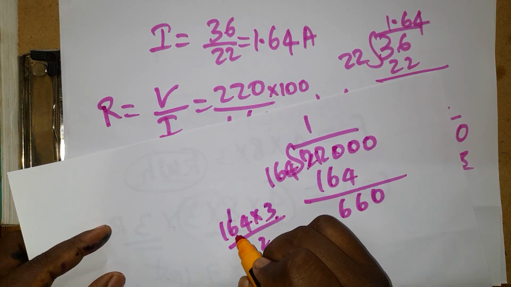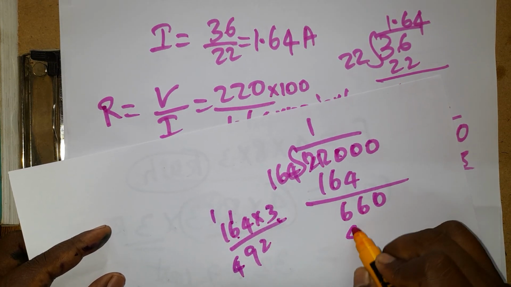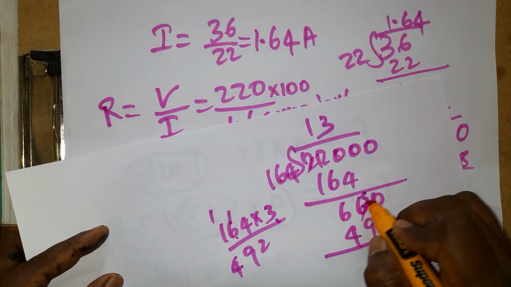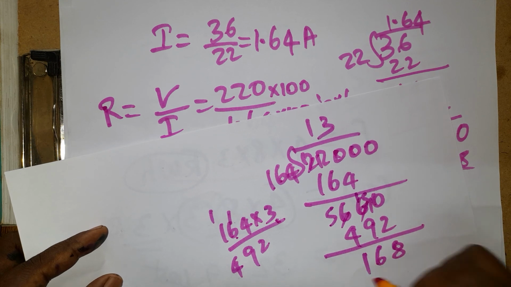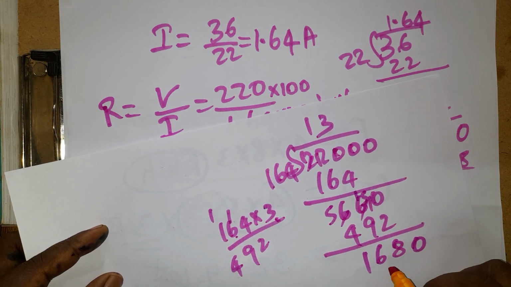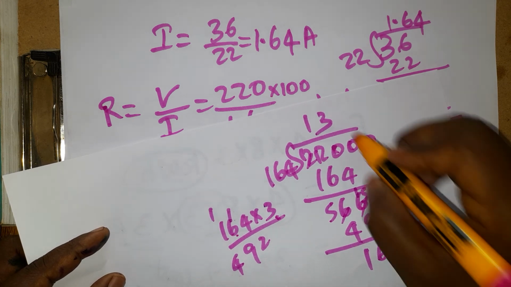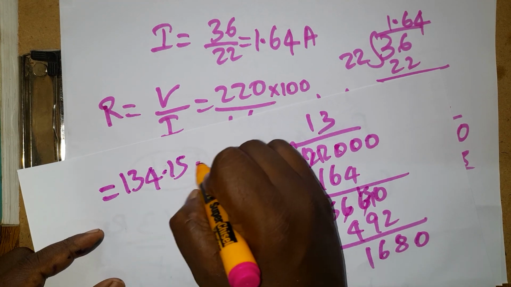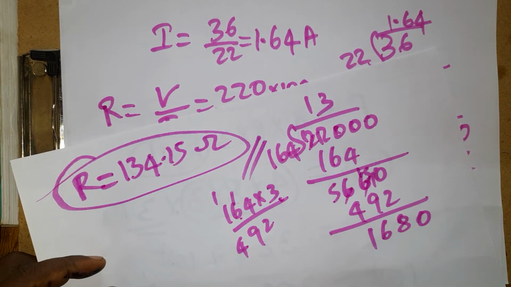3 into 4 is 12, 3 into 164 is 492, which is going to be 3 times. Again this will become 108. This will be 610, then 1680, the next value will go. Okay, so the answer is 134.15 ohms. So R, you can do in a similar way of calculation. Finally you will get the resistance.